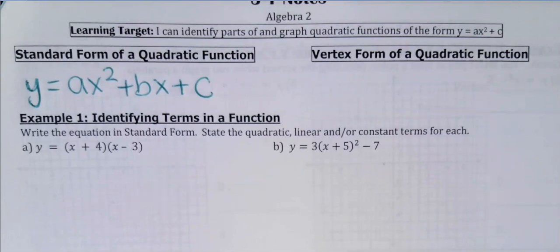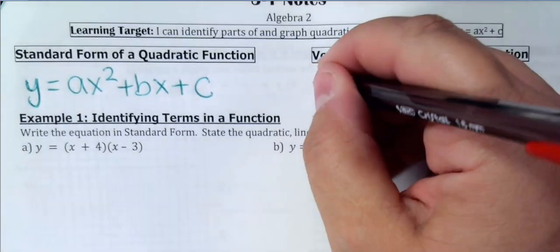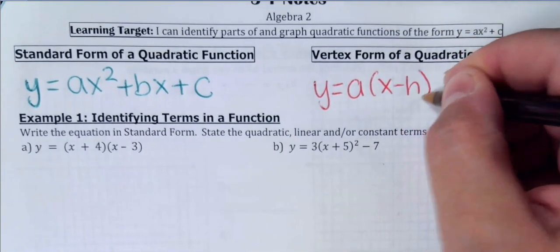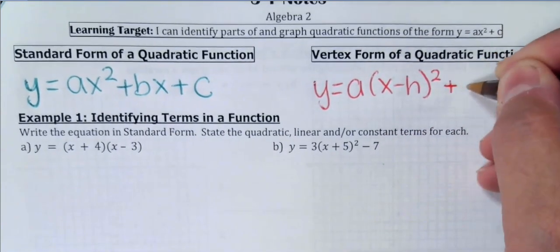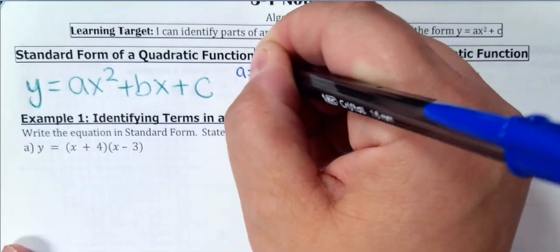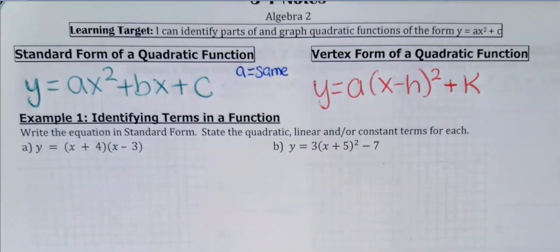I don't know if you will have seen vertex form or not, but I'm going to write that in a second too. Now, the vertex form looks like this: y equals a, and then in parentheses, x minus h, squared, outside of that plus k. So these are two different ways we can write the exact same function. And in both formats, whatever that a value is, it's the same in both formats.